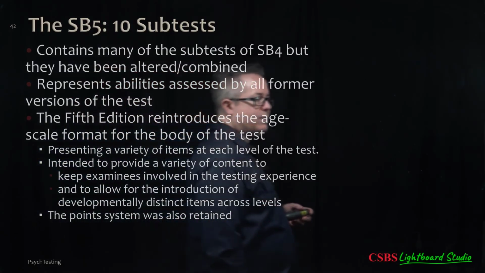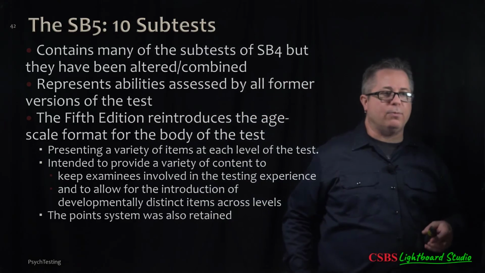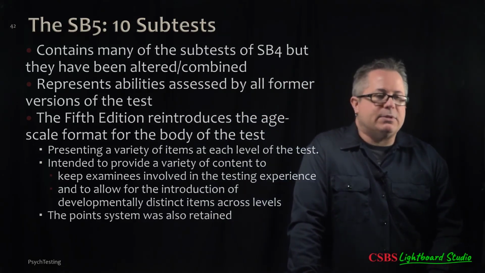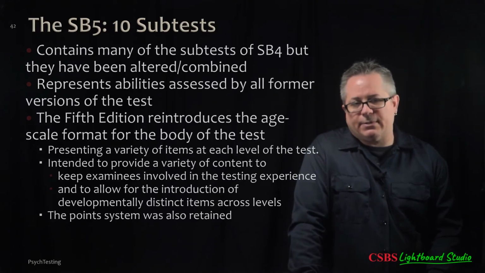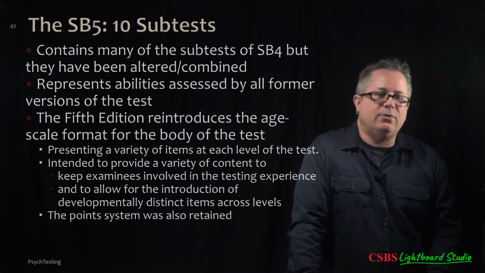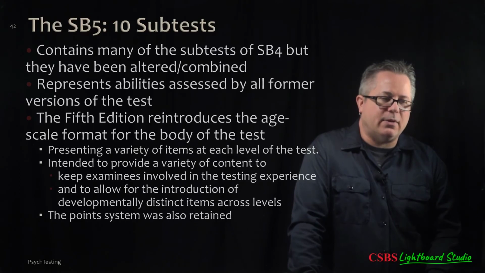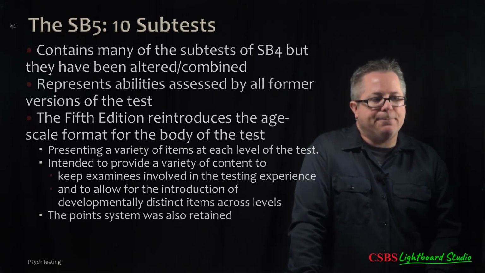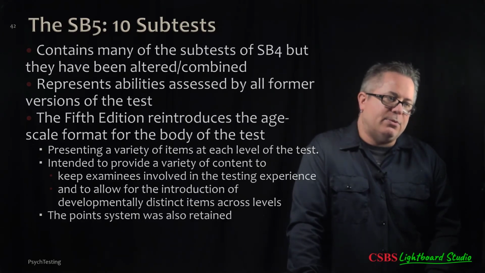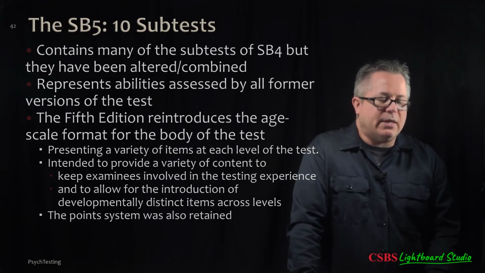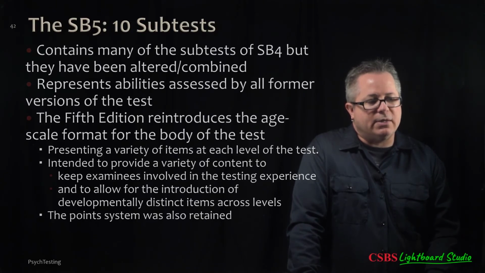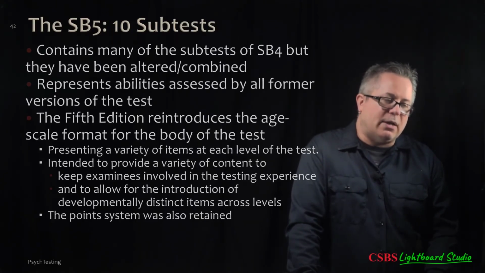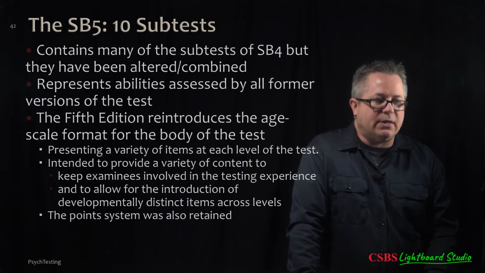It contains many of the subtests of the earlier Stanford-Binet, but they have been altered and some of them combined. It represents abilities assessed by all former versions of the test. And the 5th edition reintroduces the age-scale format for the body of the test. I think people had gotten used to that and so they brought it back. They're presenting a variety of items at each level of the test, intended to provide a variety of content to keep examinees involved in the testing experience and to allow for the introduction of developmentally distinct items across the levels.